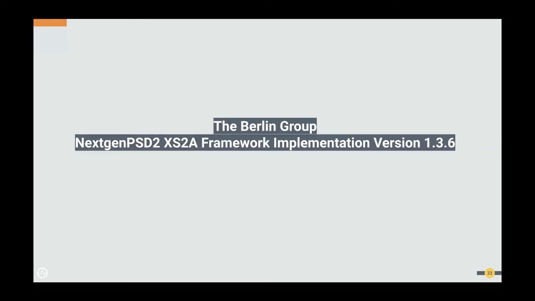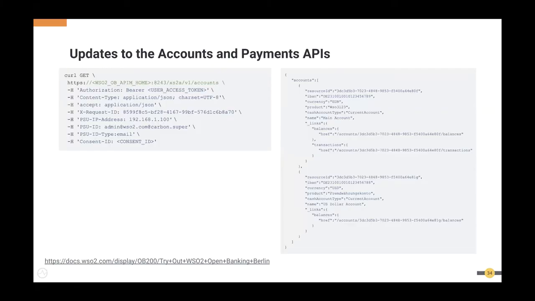So from the Berlin Group NextGen PSD2 framework, we have upgraded the version to 1.3.6. It also contains minor updates for accounts and payments APIs, and we have incorporated those changes in the Open Banking 2.0 release.